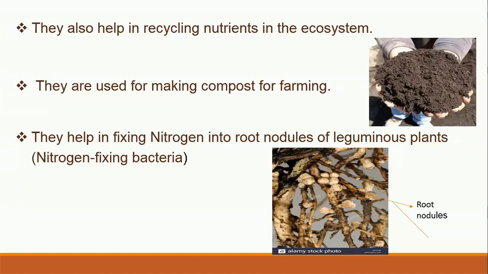Then the last point here, which is our number 8, is that they help in fixing nitrogen in root nodules of leguminous plants. This is an image showing root nodules of a legume plant. Inside these root nodules, we have what we call nitrogen fixing bacteria. These bacteria have the ability to take nitrogen from the atmosphere and fix it into the plant. I want to refer you to the lesson on ecological management, where we did a more detailed explanation on nitrogen fixing bacteria.